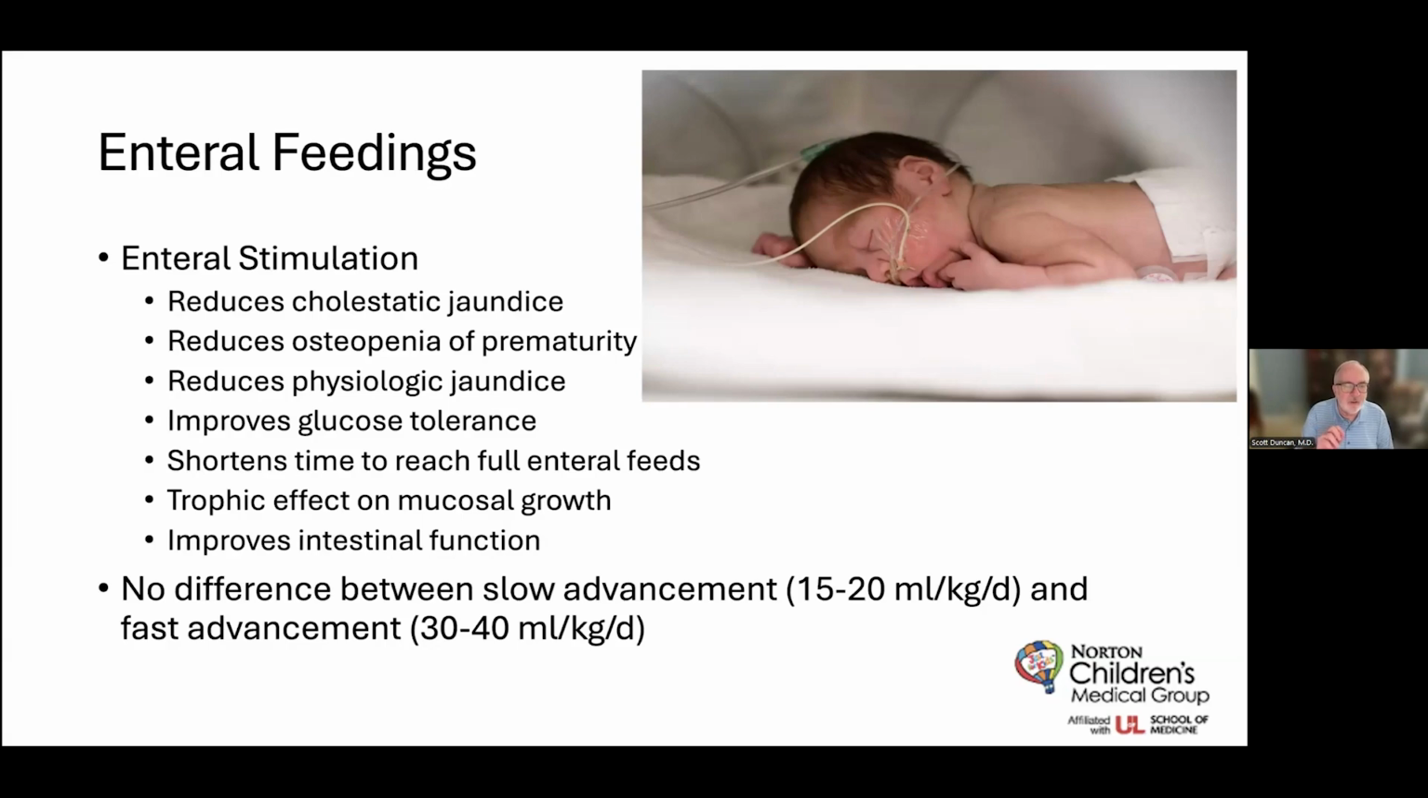So if we start with a small amount, at least to prime the pump, and then we can work our way up from there. Recent studies have shown there's no real difference between a slow advancement of 15 to 20 mLs per kilo per day and a quicker advancement of 30 to 40 mLs per kilo per day. I will tell you that there's absolutely no standardization across different units in the US. I don't see that at all.